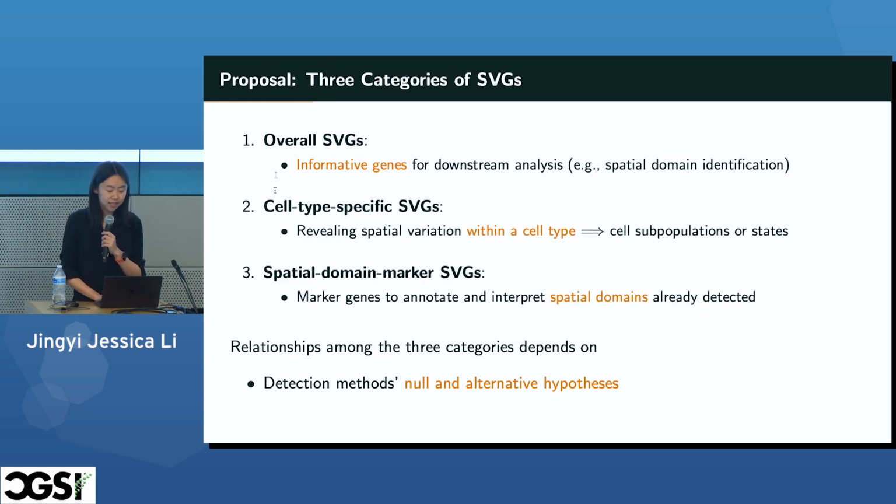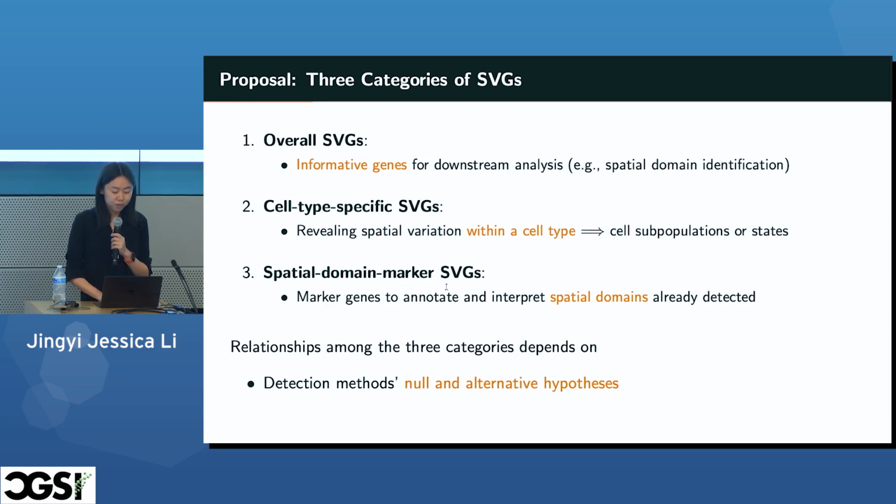And besides this, we have cell type specific SVGs and spatial domain marker SVGs. For cell type specific SVGs, people have cell type information about the spots, and they want to use this information. And when they say whether a gene is an SVG, it is within a cell type. So therefore, the cell type information is being conditioned on. And to me, the reason for doing this is maybe we want to look for some interesting cell subpopulations or cell states within each cell type.